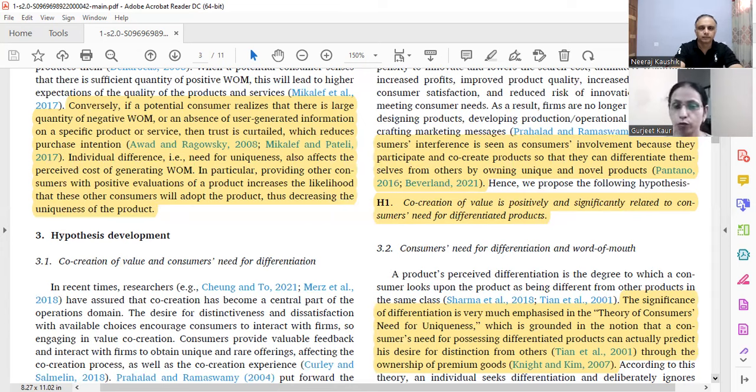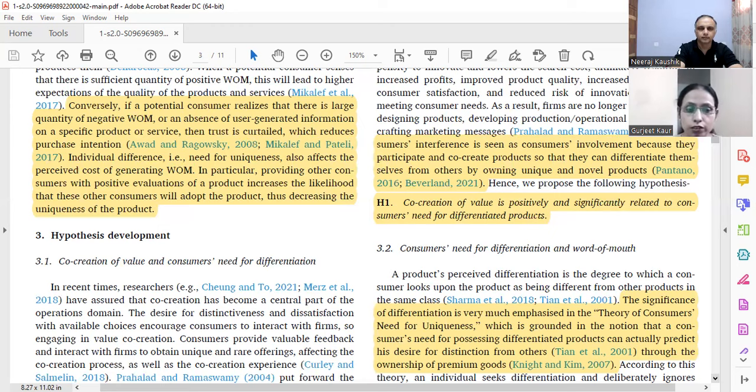Why? Because I want to maintain differentiation. I want my product to remain unique. I do not want others to imitate my designs. So it is the need for uniqueness which affects the word of mouth. It is your desire to maintain uniqueness, and because of that it would affect your word of mouth. It could be negative word of mouth, it could be no word of mouth also, but we are not sure whether it is no word of mouth or negative word of mouth. The literature is silent on this aspect of the research work.